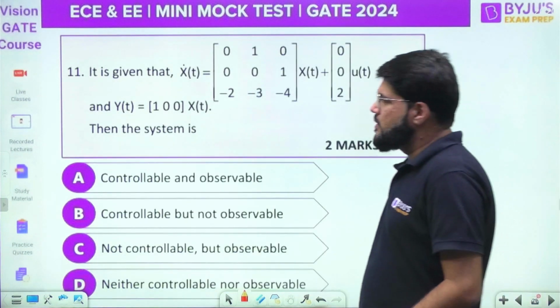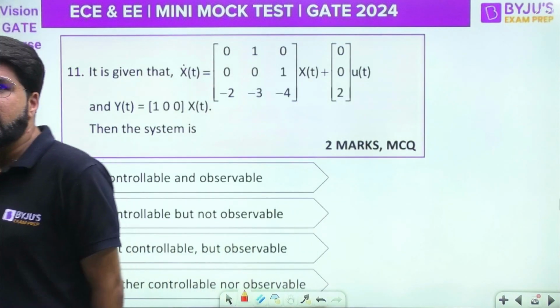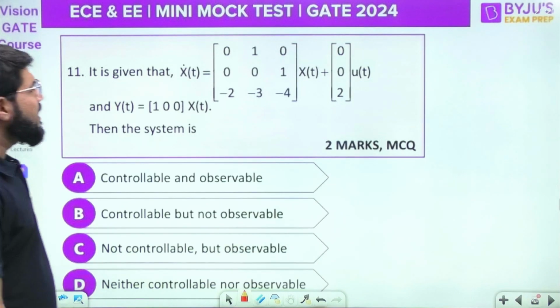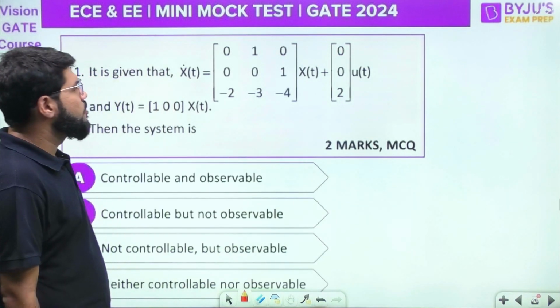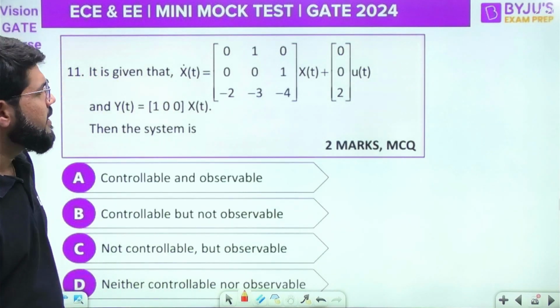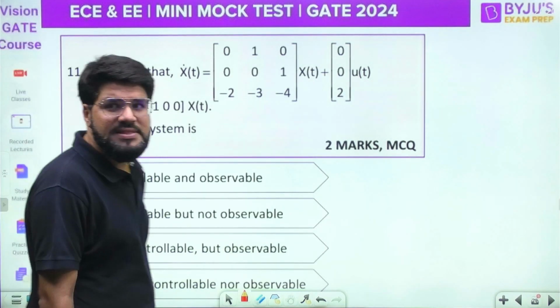Okay, next question. Okay, 2 marks MCQ, controllability and observability. It is given that x dot is equal to 0, 1, 0, 0, 0, 1, minus 2, minus 3, minus 4, x plus 0, 0, 2, u, y equal to 1, 0, 0, x.